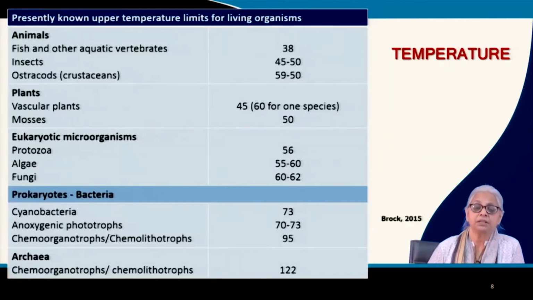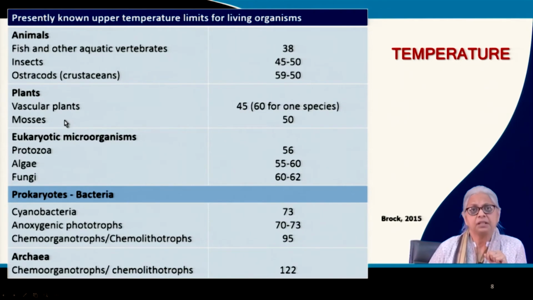What is the upper limit for different living organisms? Now let's take a look at that. Fish and aquatic vertebrates have an upper limit of 38 degree centigrade. Insects can survive higher temperatures, 45 to 50 degree centigrade. Crustaceans, the ones with shells, can survive even higher temperatures, 50 to 59 degree centigrade.